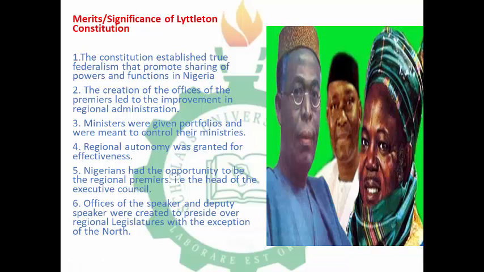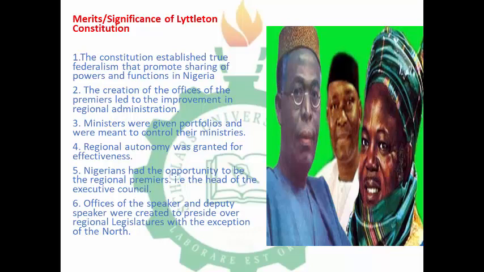Then the fourth one is that regional autonomy was granted for effectiveness. That is, the regions were given freedom to some extent to carry out their functions in the regions so that they could administer the regions according to the situation, using an emergent approach in order to solve the problems of their regions.